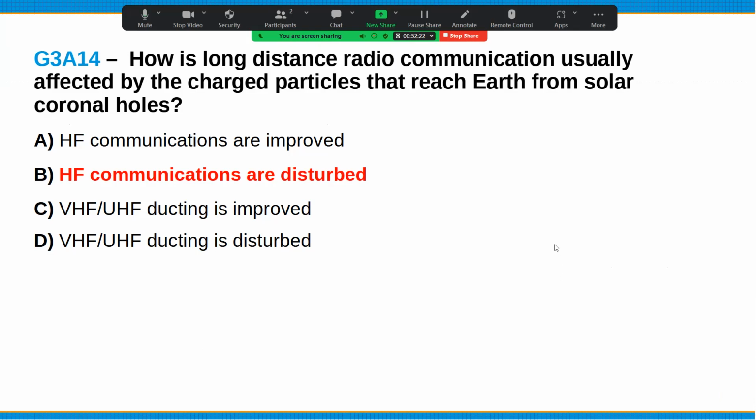Disturbed. It means it could be improved, but they're definitely changed.